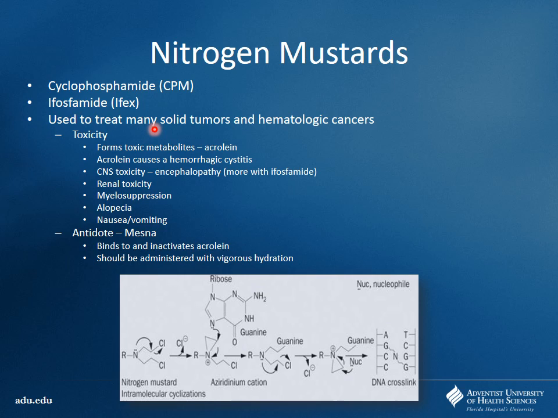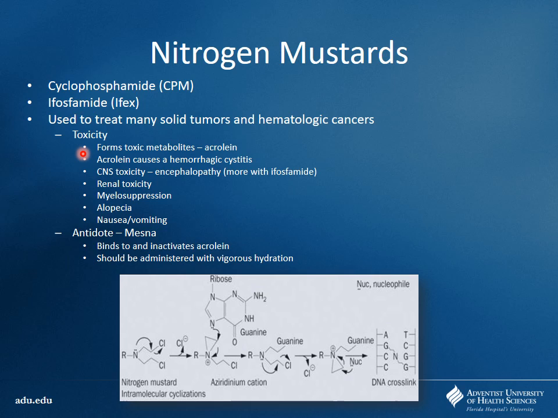But we use them to treat a lot of different solid tumors and a lot of hematologic cancers. They're very, very good at killing off cancer cells. But as I mentioned, there's a lot of toxicity that happens with that. One of the big ones you see with cyclophosphamide and ifosfamide is that it produces a metabolite called acrolein. Acrolein is very bad because it will bind to the bladder and can cause hemorrhagic cystitis.